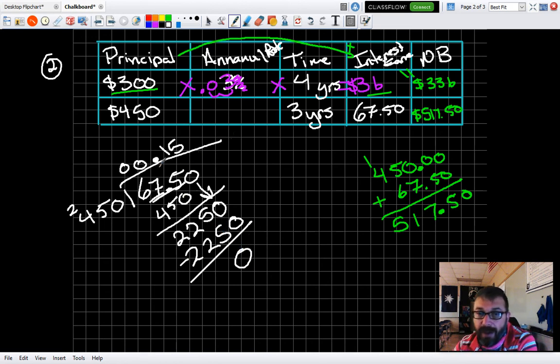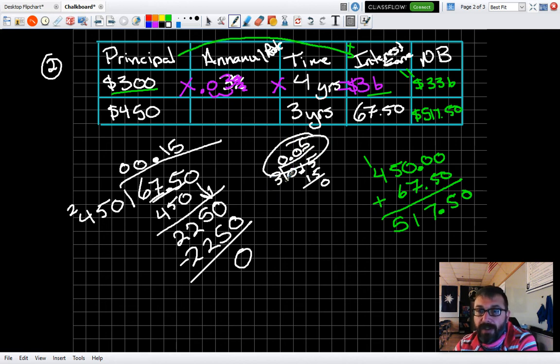Now remember, I'm not done. I have to divide 3 into 0.15 because I still have to get my 3. So 3 goes into 0 0 times. I've got my decimal point. 3 goes into 1 0 times. 3 goes into 15 5 times. 5 times 3 is 15. Subtract, 0 on the bottom. Remember, this is a decimal.